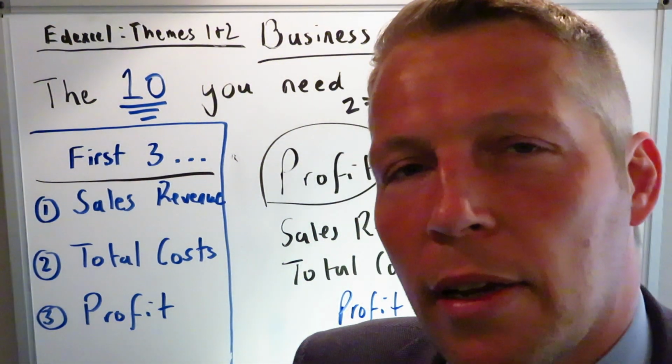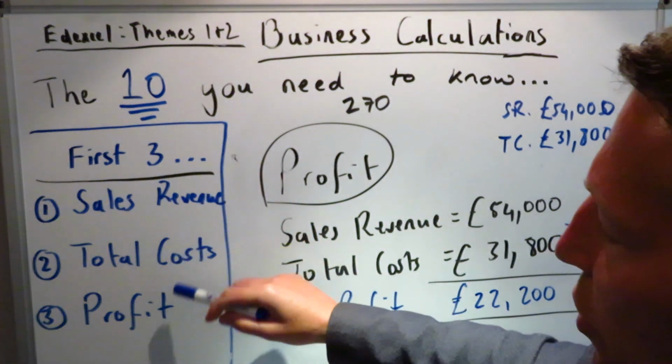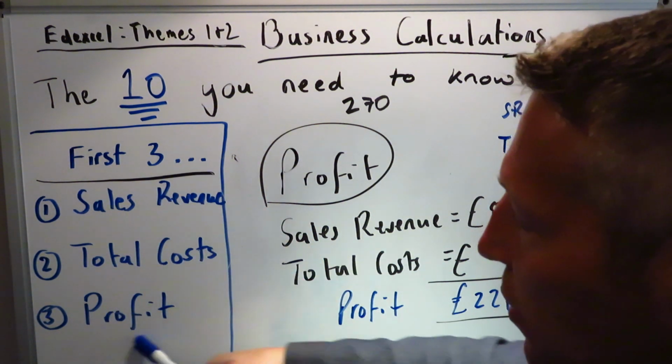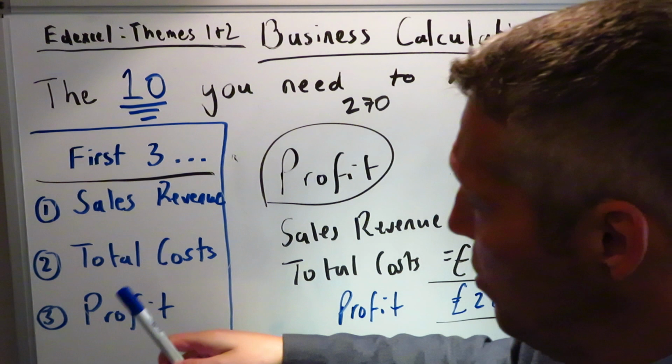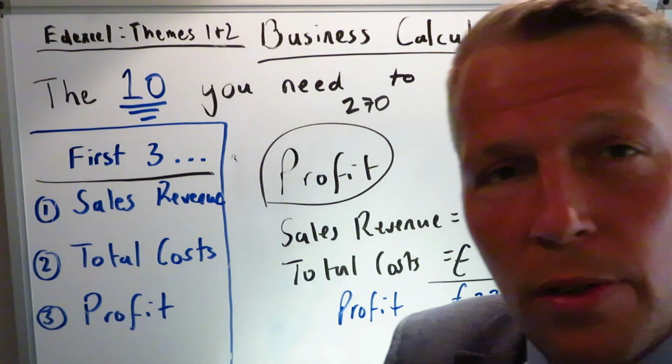So that concludes the first part of this lesson. I'll bring you some more business calculations in the coming weeks. Just remember, you've got your sales revenue, your total cost, and your profit. In a question, you may be asked to use all 3 of these formulas. You may be asked to use this one, or this one. Who knows what the question will be, but it's important to know all 3.